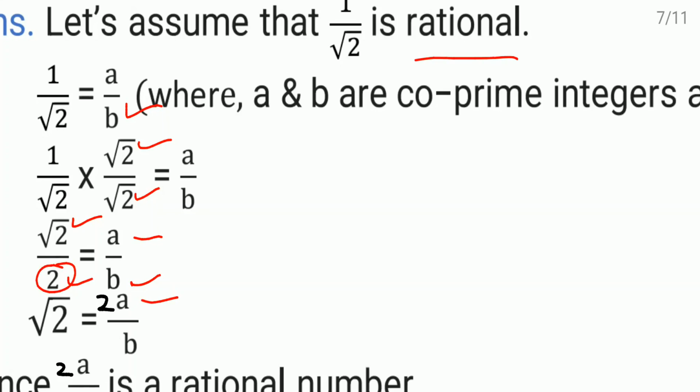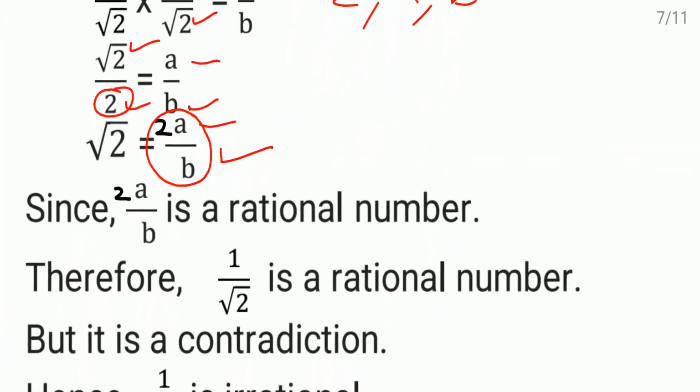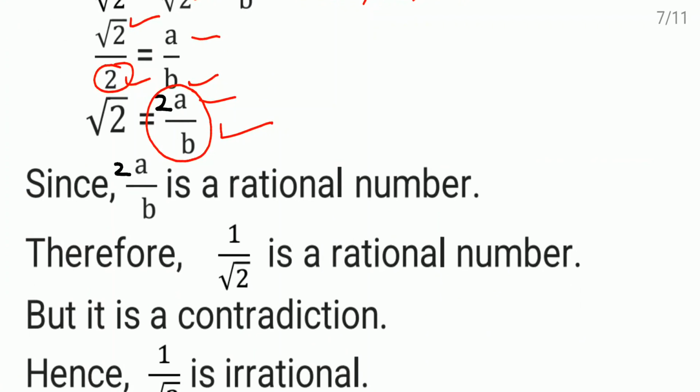Now look at the RHS. It is 2a by b. It means that this 2, a and b all are integers. As they are all integers, I will say this number is a rational number. As I am saying this RHS is rational, so definitely LHS is also rational. That means root 2 is also rational.